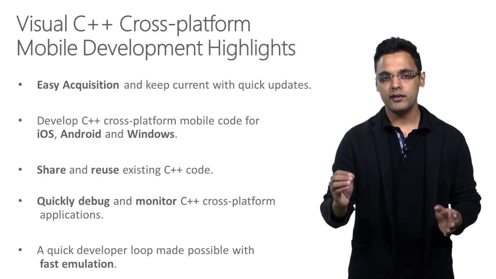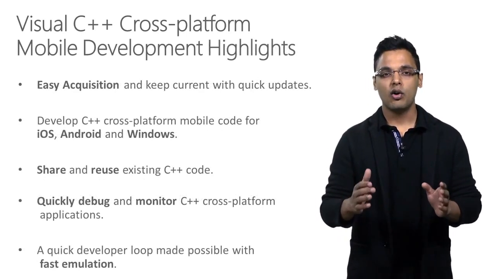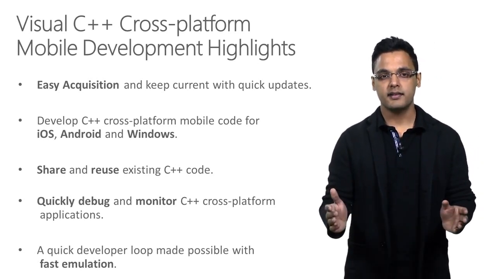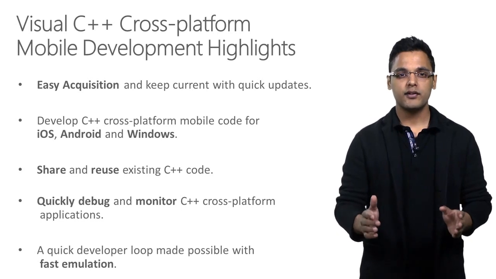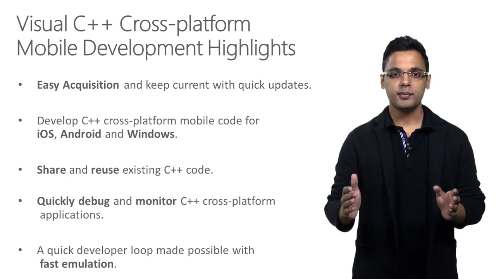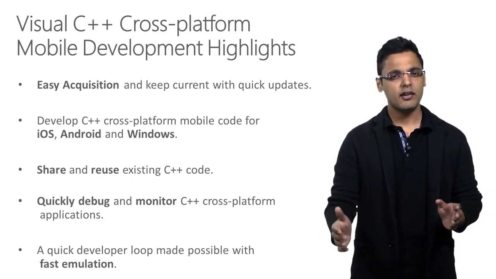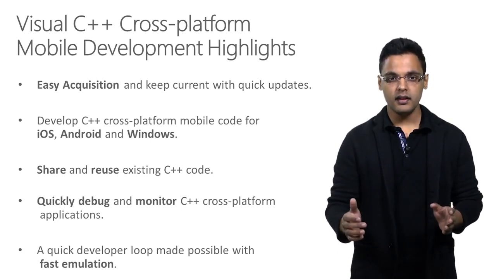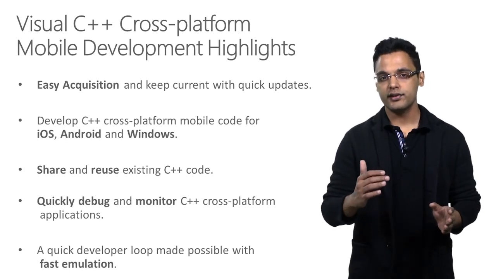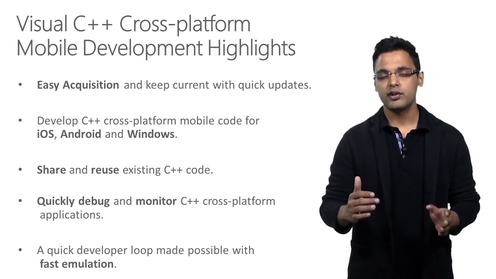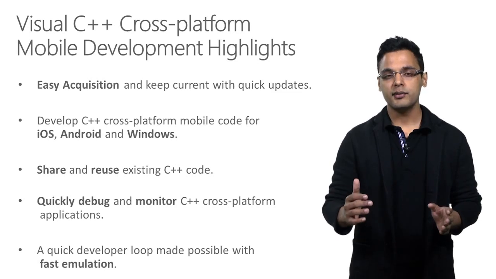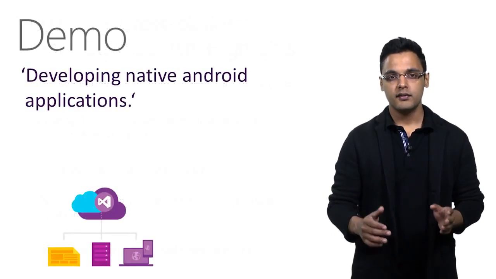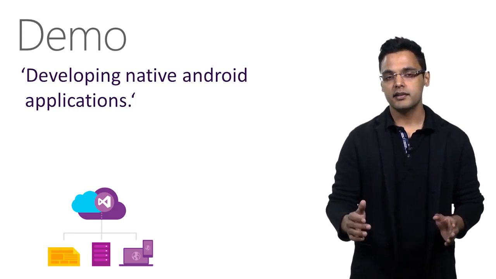Using Visual C++ 2015, developers will be able to acquire all their cross-platform mobile development software easily and stay current with frequent updates. Visual C++ 2015 will also allow developers to build cross-platform mobile applications leveraging C++ for all major mobile platforms. In addition to this, Visual Studio will also allow developers to share and reuse their cross-platform code easily, and top this by providing the fastest debugging experience for all these mobile platforms. With that said, let's now demonstrate these capabilities through a short demo.